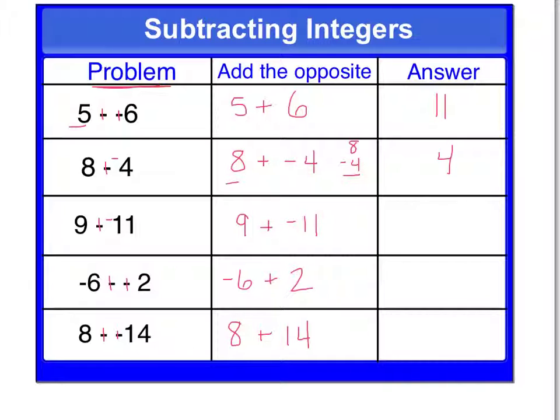Bigger number is positive, so it's positive. Take 11 minus 9. We get 2, and since the bigger number is negative, it's negative. We do 6 minus 2, which gives us 4. Since the bigger number is negative, it's negative. And then we've got 8 plus 14. It's going to give us 22. That takes us back to elementary school there.